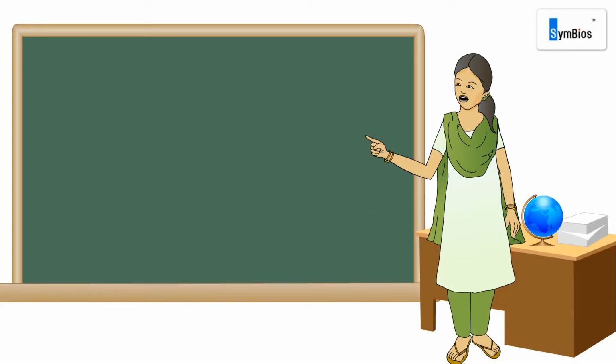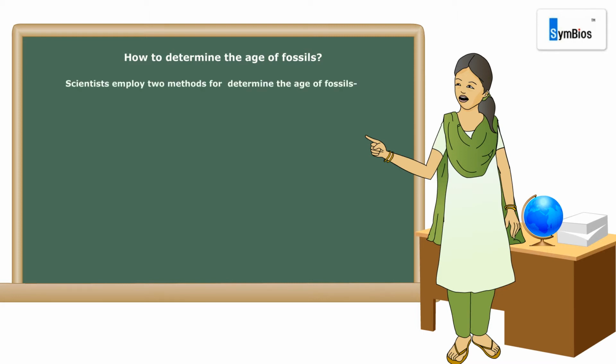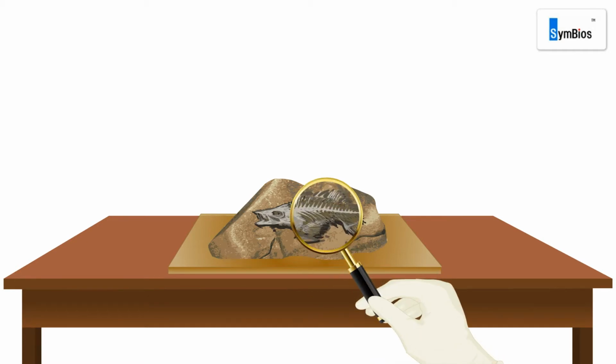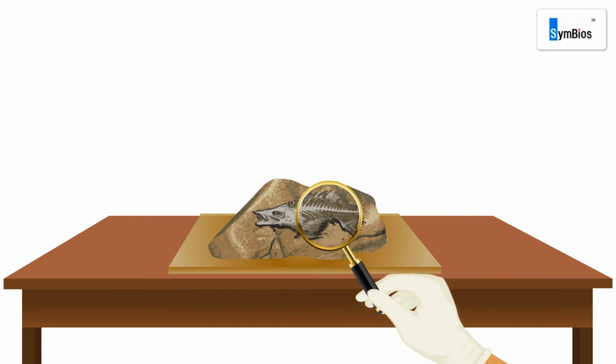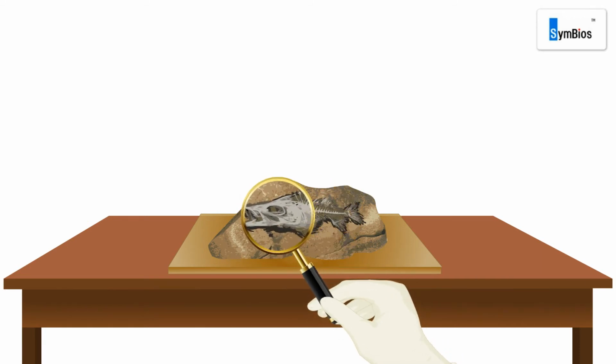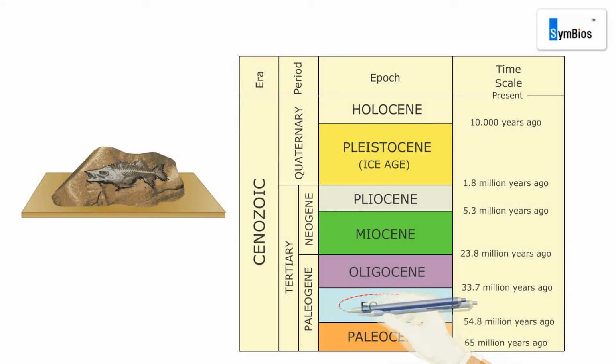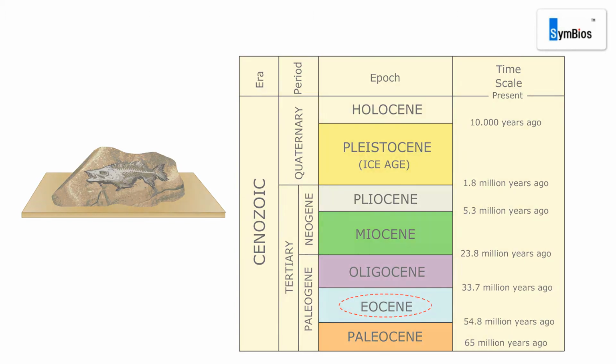Let us now understand how to determine the age of fossils. Scientists employ relative method and absolute or carbon dating methods for dating fossils. Relative method. The scientists first calculate the age of rock which housed the fossil in correlation to the geological column. Thus, if the rock belongs to the period before 50 million years ago, it is then believed that the fossil was formed around that time.